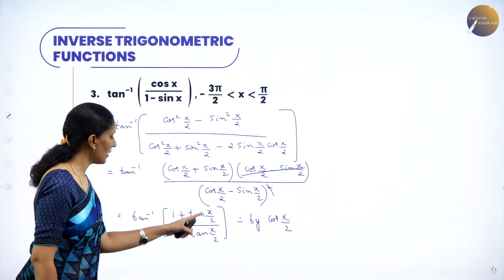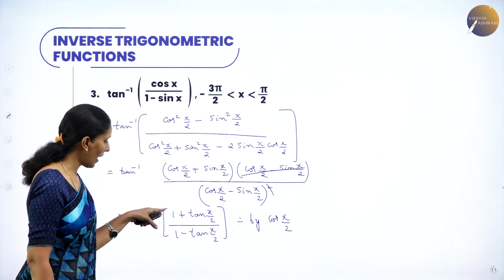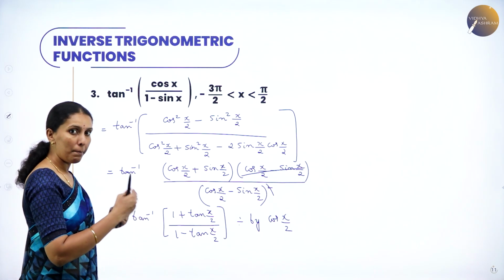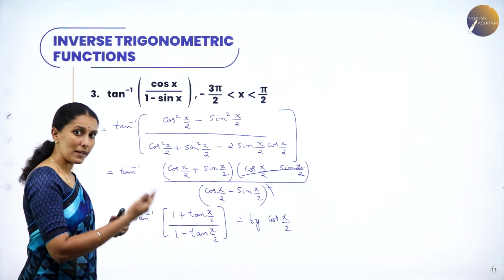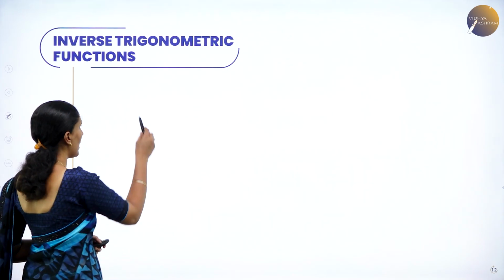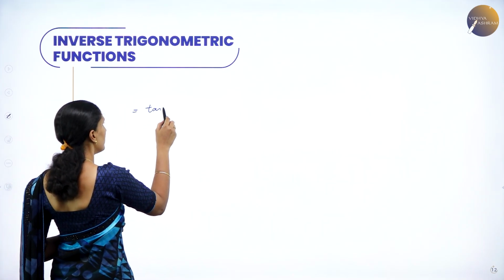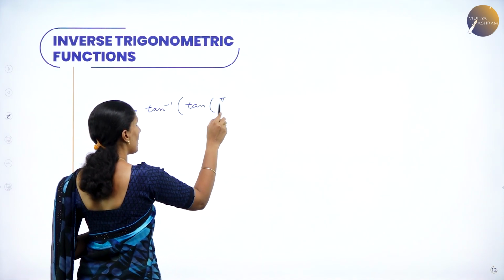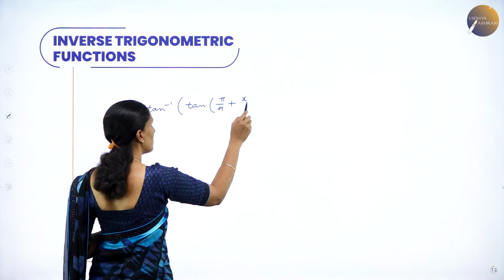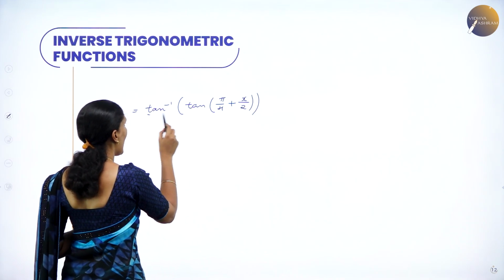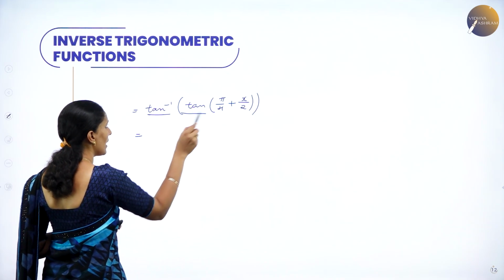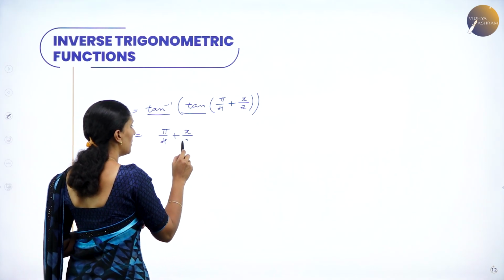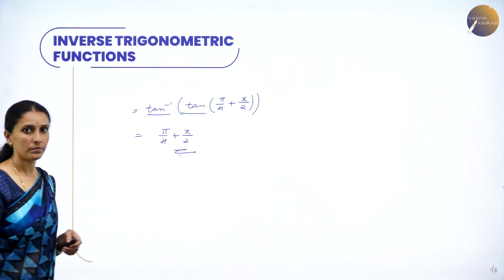Next again, this is in the form of tan pi by 4. Value of 1 can be replaced with tan pi by 4. When you have tan A plus tan B over 1 minus tan A tan B, it can be written as tan A plus B. So therefore, this can be written as tan inverse tan of pi by 4 plus x by 2. Now tan inverse of tan theta is theta itself. So the value becomes pi by 4 plus x by 2.